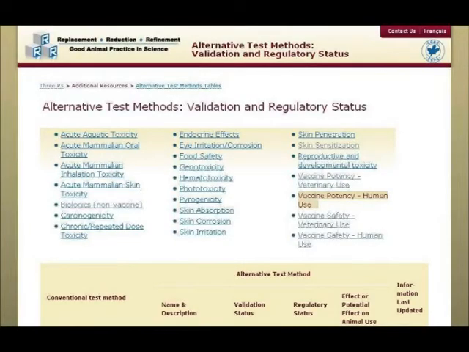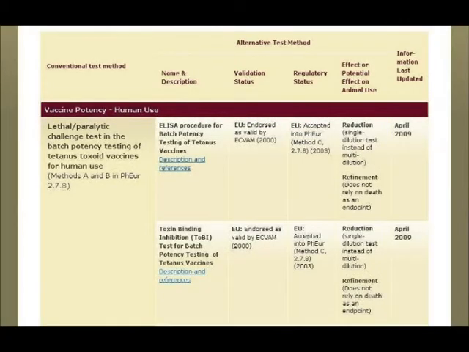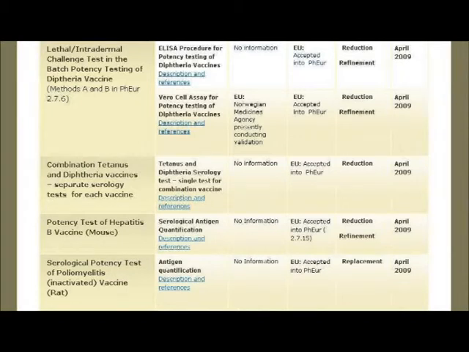So now we are going to look at vaccine potency for human use. In the left-hand column of this slide you can see the conventional test method, and the first one reads lethal paralytic challenge test in the batch potency testing of tetanus toxoid vaccines for human use. The next one reads lethal intradermal challenge test in the batch potency testing of diphtheria vaccine. The next one reads combination tetanus and diphtheria vaccines, separate serology tests for each vaccine.